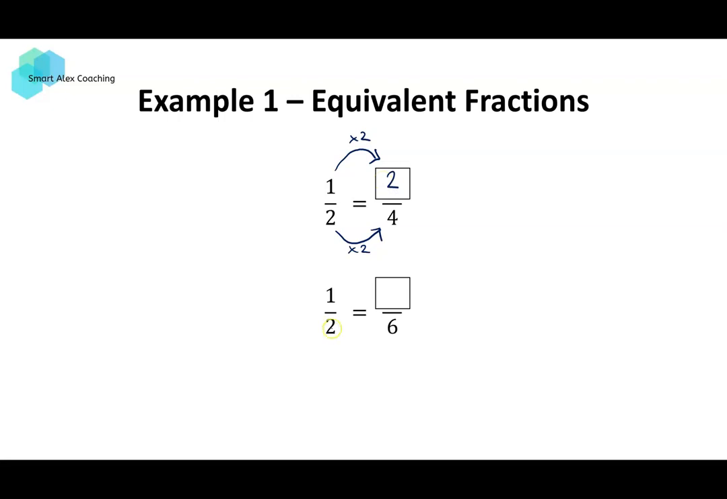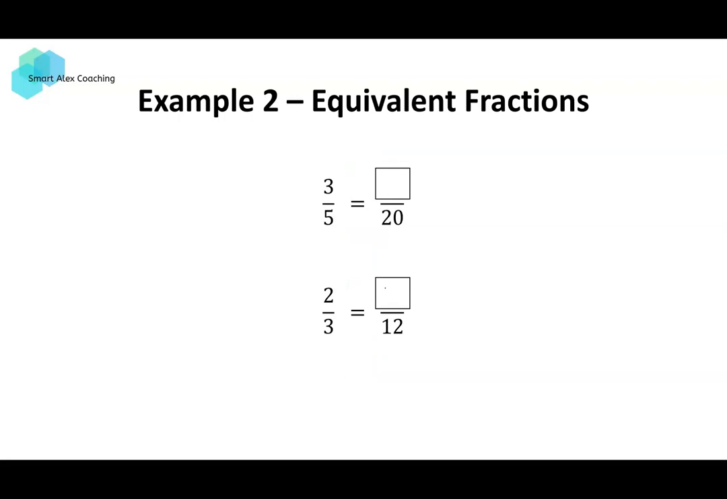To convert a half to 3/6, what I notice is that 2 times 3 will give me 6. Therefore, I multiply 1 by 3 also. 1 times 3 is going to give me 3. Therefore, a half is equal to 3/6. Let's look at some more examples.